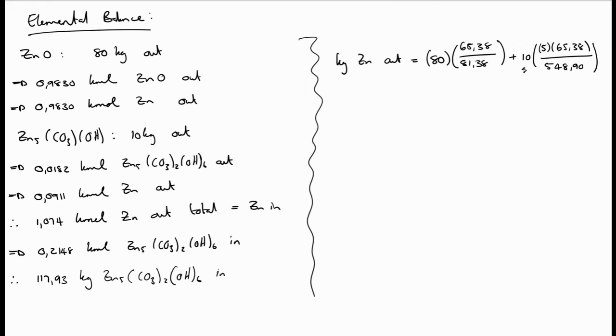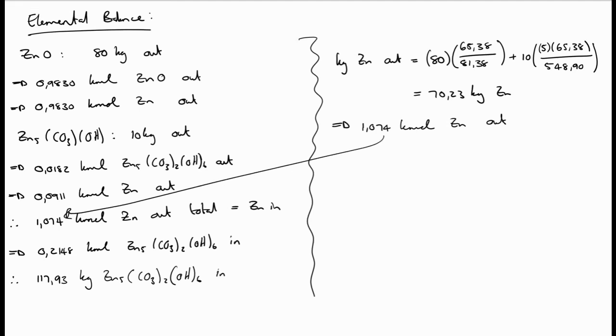So we have the 10 kilos of hydrozincite leaving the system multiplied by the molar mass of zinc in that stream. Remember, there's 5 moles for every mole of the hydrozincite, divided by the molar mass of the hydrozincite itself. And we calculate that a total of 70.23 kilograms of zinc is leaving the combination of the zinc oxide and the hydrozincite. And by using the molar mass of the zinc, we calculate that 1.04 kilomoles of zinc is going out. And we can see this is the same value as we calculated before.